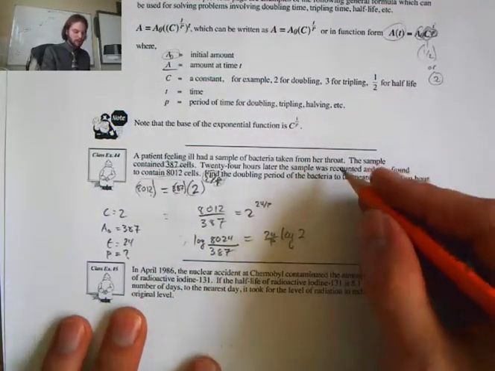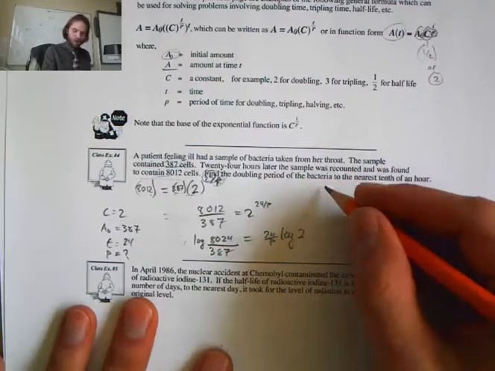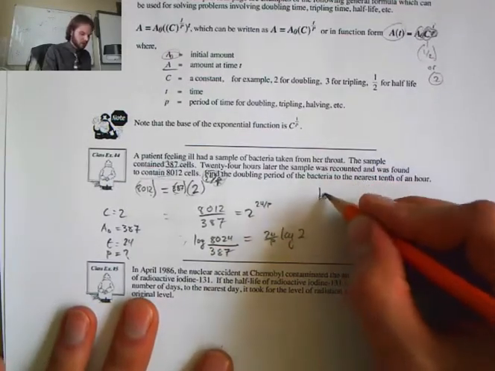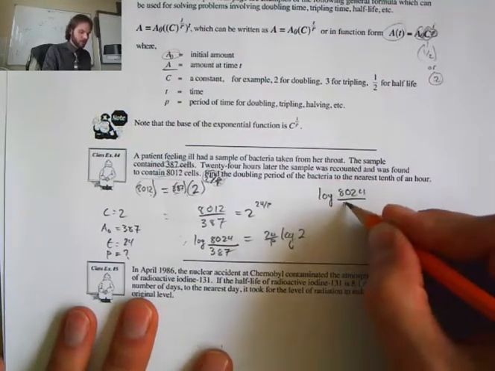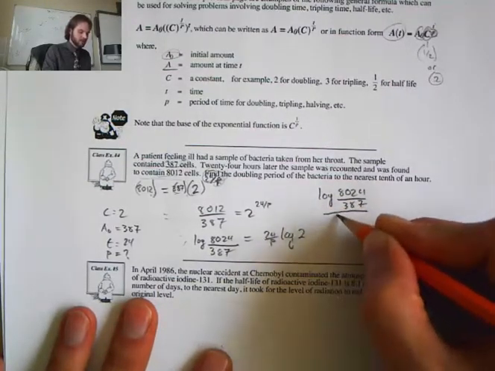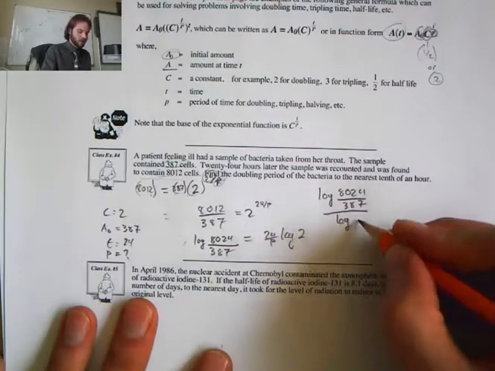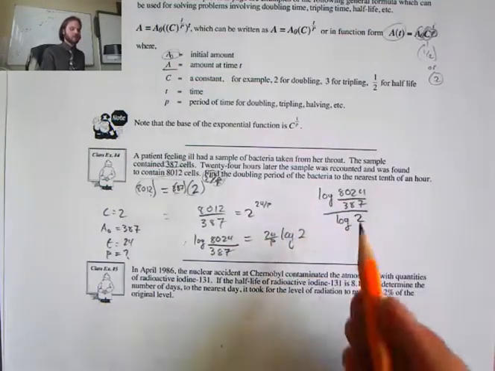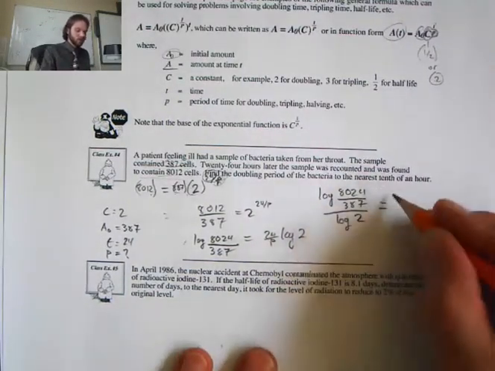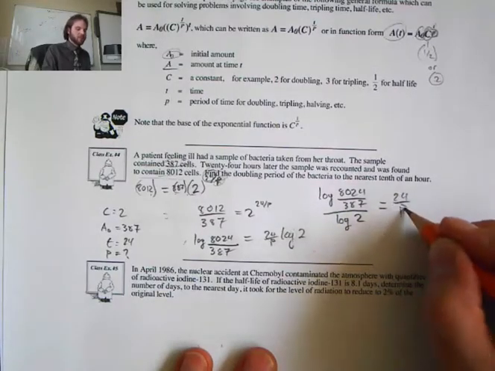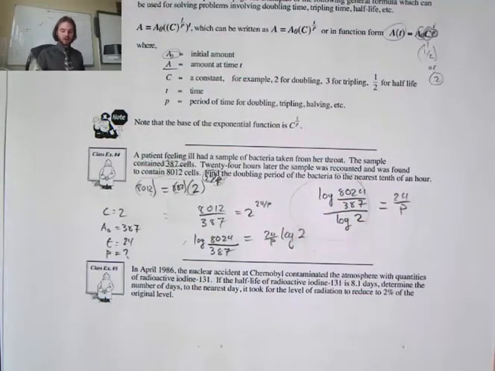Now, I'm going to divide this by log 2. So I'm going to end up getting log of 8,012 over 387, all over log 2. In other words, this is base 2 log of that, right? Essentially, that's what we're saying, which is equal to 24 divided by p. But this is nice because we can plug that into our calculator.